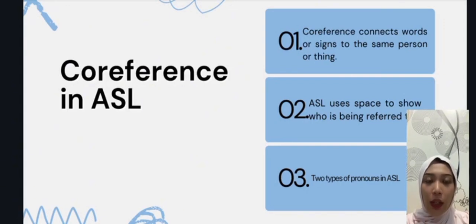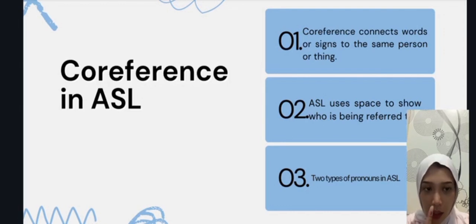There are two types of pronouns in ASL. The first one is overt pronouns. These are shown by pointing to a specific space assigned to a person or object. The second one is null pronouns. Instead of pointing, the verb is signed in the assigned space, making it clear who is involved without using an explicit pronoun. For example, instead of signing he blamed her, ASL would sign blame while moving from the space assigned to Bill to the space assigned to Jill. This keeps the meaning clear without needing separate pronouns like he or she.